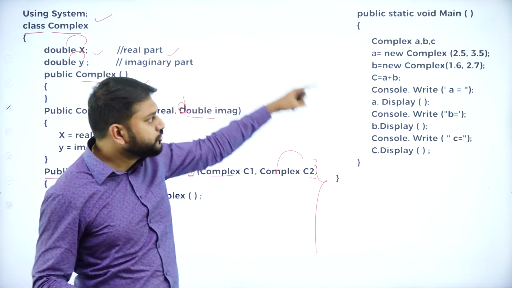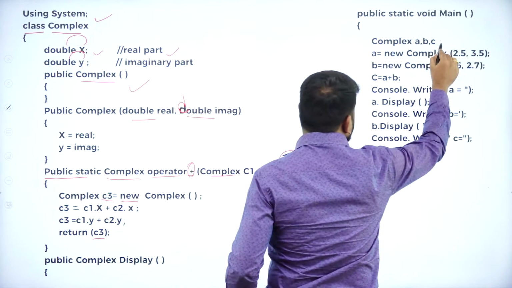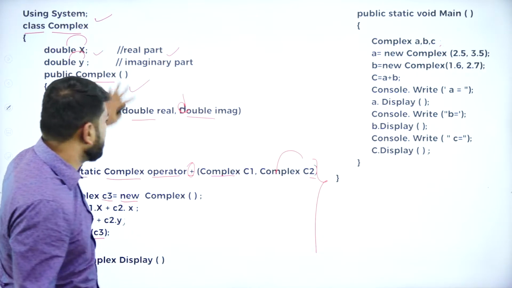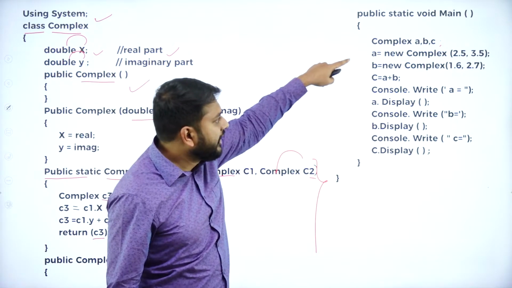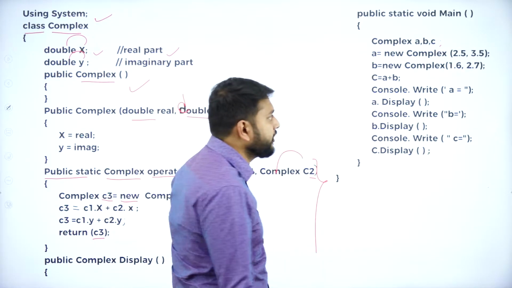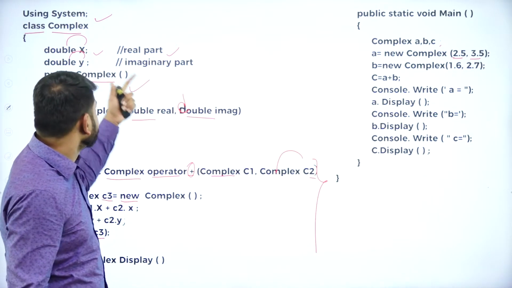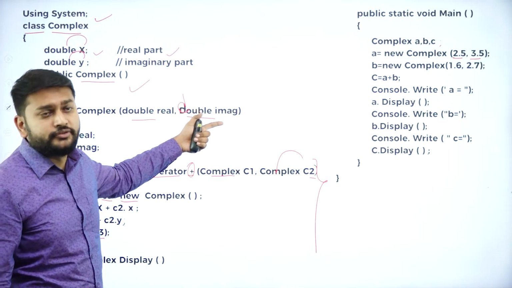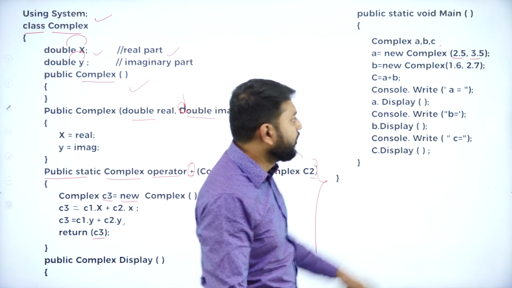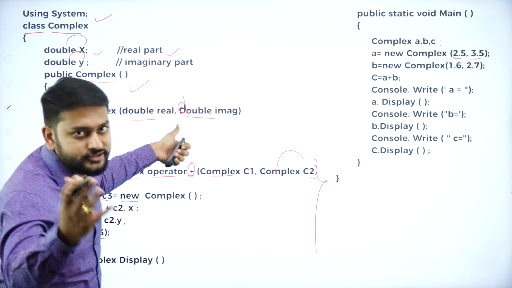When it comes to the main function, you will have to create the objects of complex. That's going to be complex A, B, C. ABC are the objects which you are creating for this class, is what you need to remember. Then you're allocating the memory and sending the values for these objects. Observe here 2.5 and 3.5. 2.5 is the value for real and 3.5 for imaginary, which you are passing as parameters. The same thing happens with 1.6 and 2.7 for the second object which you have created. Again, you're passing and assigning the values, is what you need to remember.